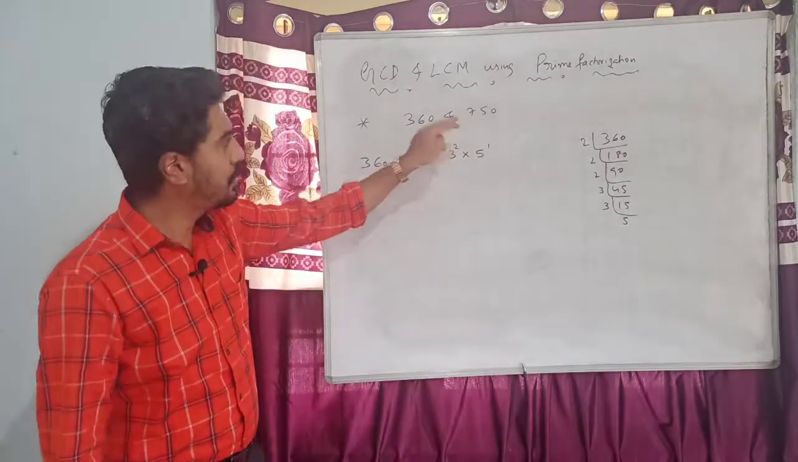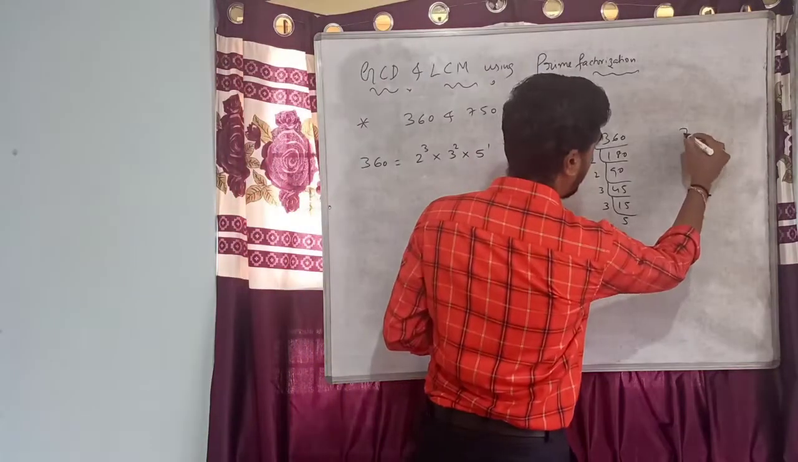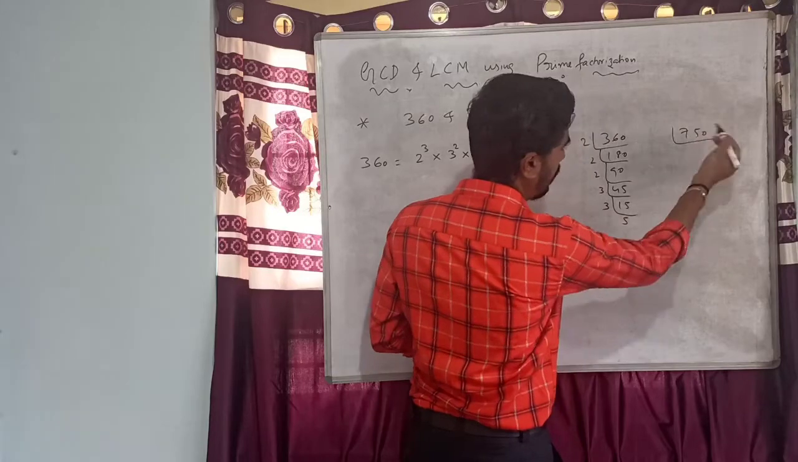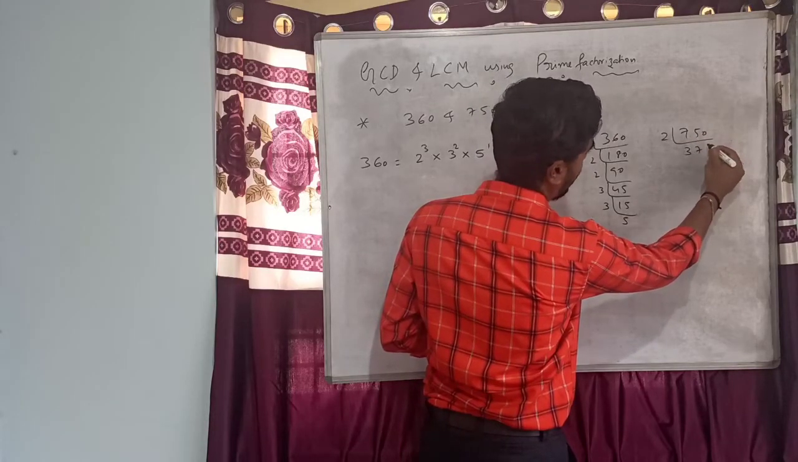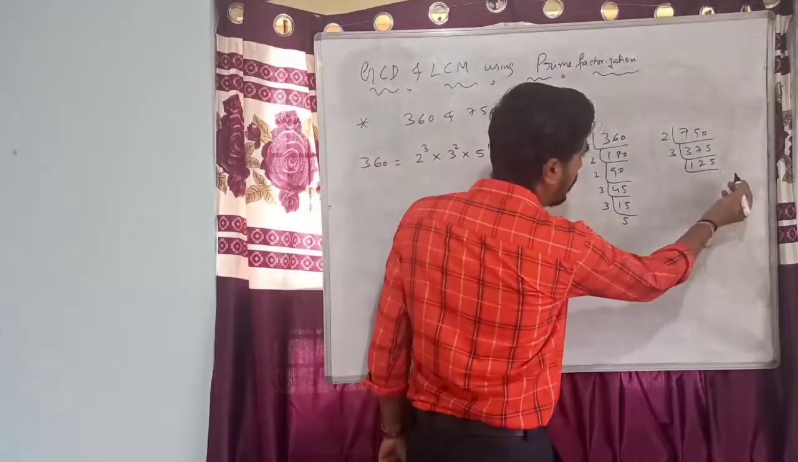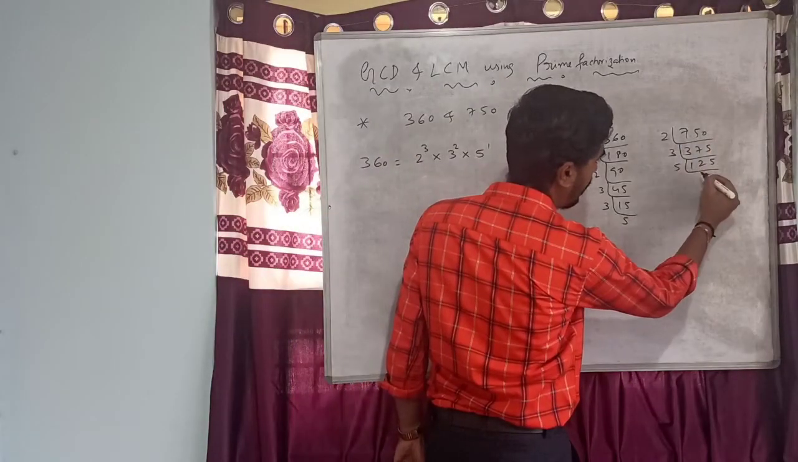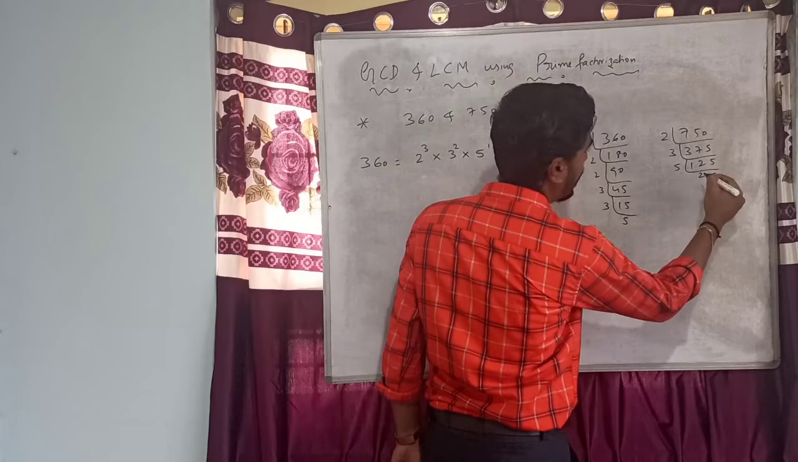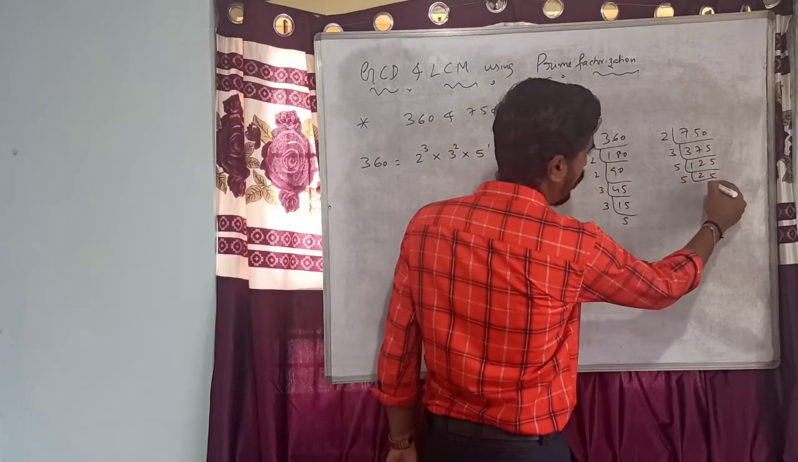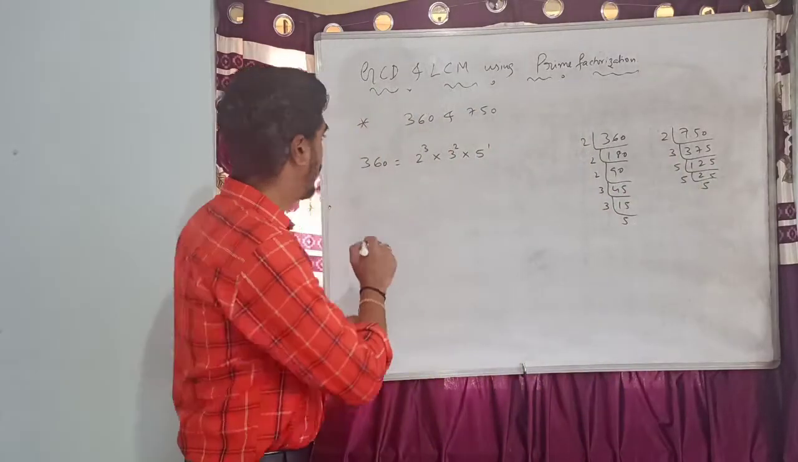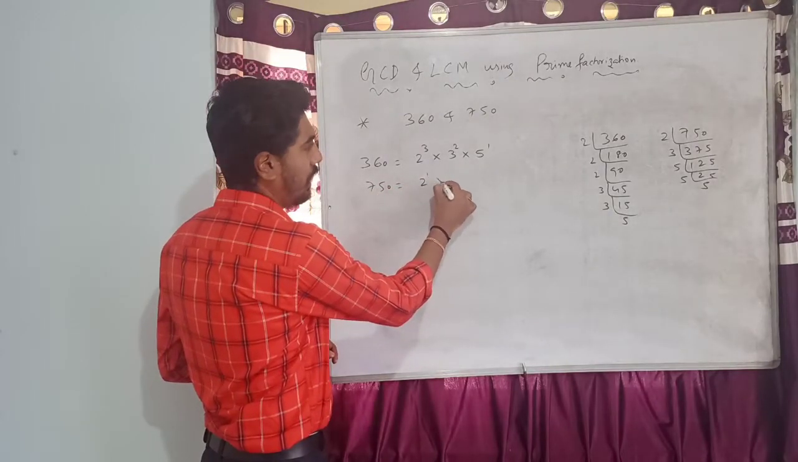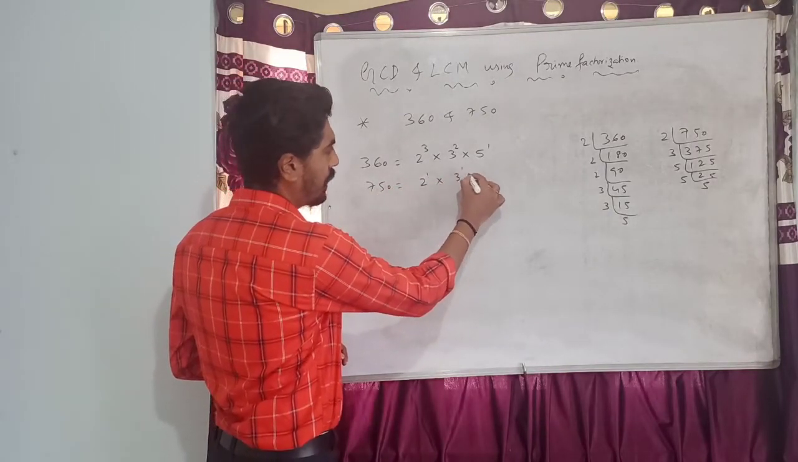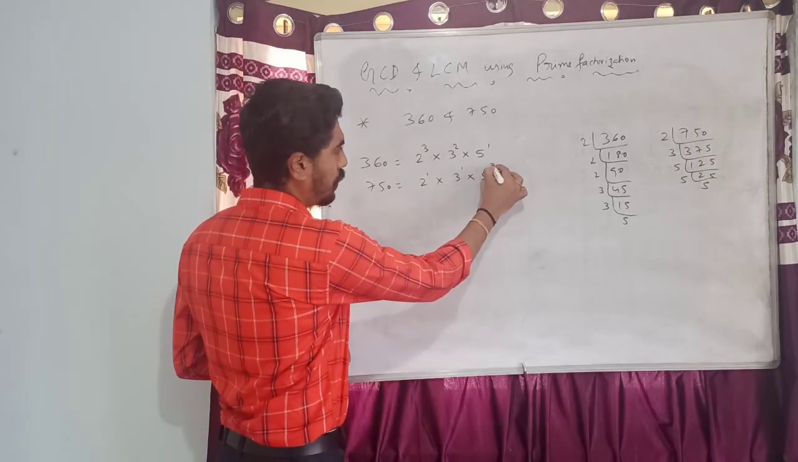Similarly, if I factorize 750, I get 750 can be written as 2 into 375. Okay, now we can factorize 125 as 5 into 25, which is 5 into 5. So 750 is equal to 2 power 1 into 3 power 1 into 5 cube.